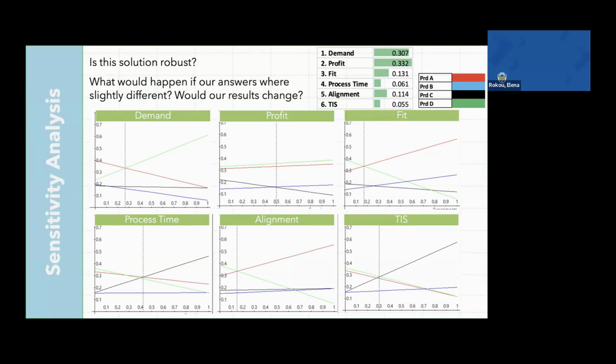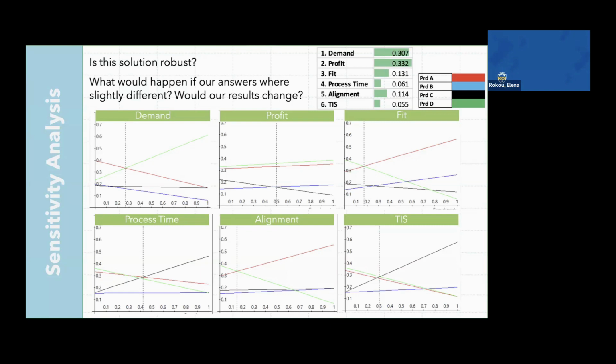Finding out whether the solution is robust. Product A is the red one, B is the blue, C is the black, and D is the green. Well, the first sensitivity analysis graph tells us the obvious, which means that the model is working correctly.